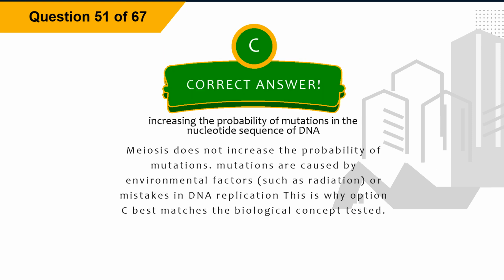The correct answer is option C, increasing the probability of mutations in the nucleotide sequence of DNA. Explanation. Meiosis does not increase the probability of mutations. Mutations are caused by environmental factors, such as radiation, or mistakes in DNA replication. This is why option C best matches the biological concept tested.